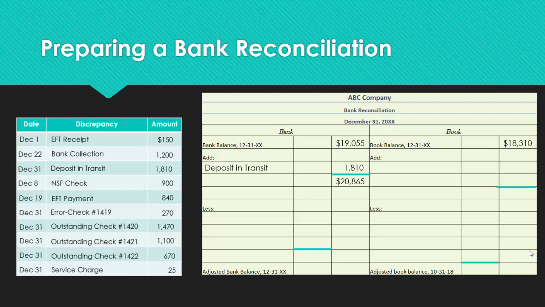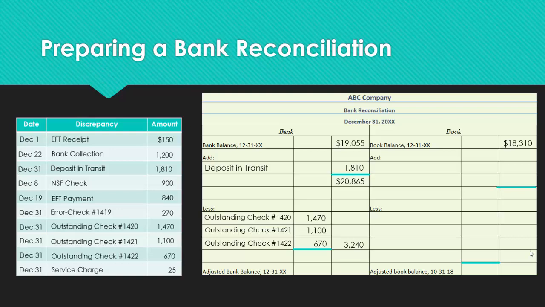For the last section on the bank portion of your bank reconciliation, the only thing that you are allowed to reduce the bank balance by is any number of outstanding checks that you have. Well, we had 3 of those. So in total, those 3 outstanding checks are going to total $3,240.